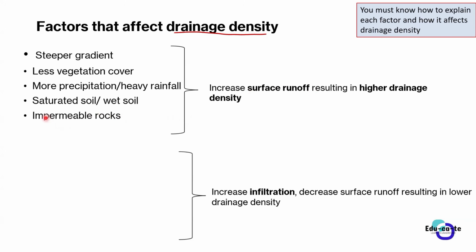If the area has impermeable rocks, or rocks that have lower permeability, it means that less water will be able to infiltrate through the rocks. They don't have cracks. They don't have anything to permit the water to pass through. So they are impermeable rocks. They result in less infiltration, increasing the surface runoff, resulting in a high drainage density.